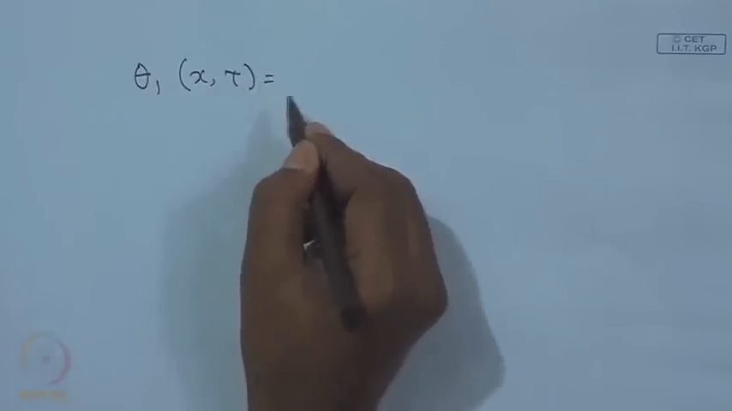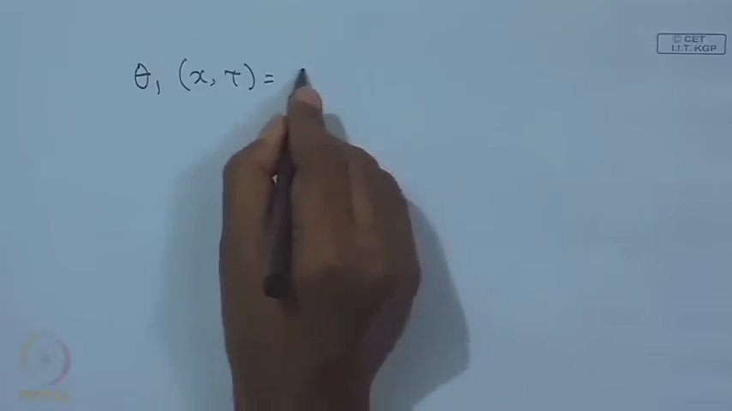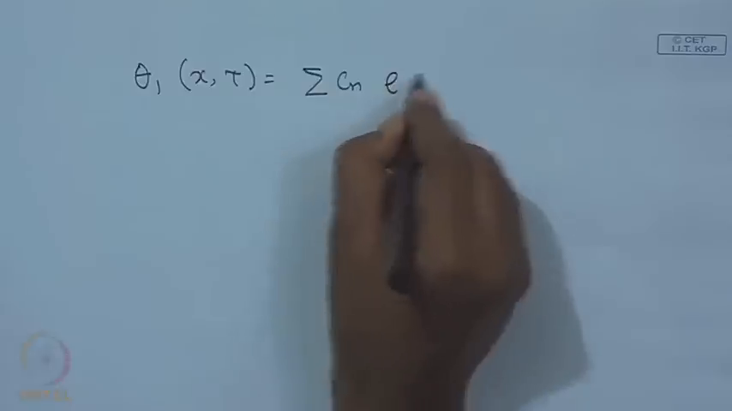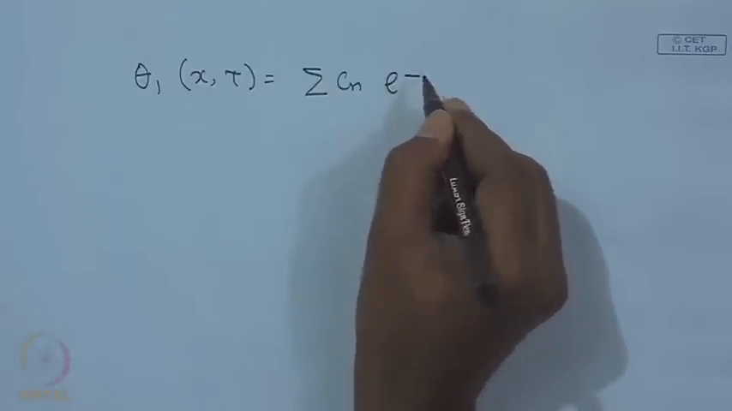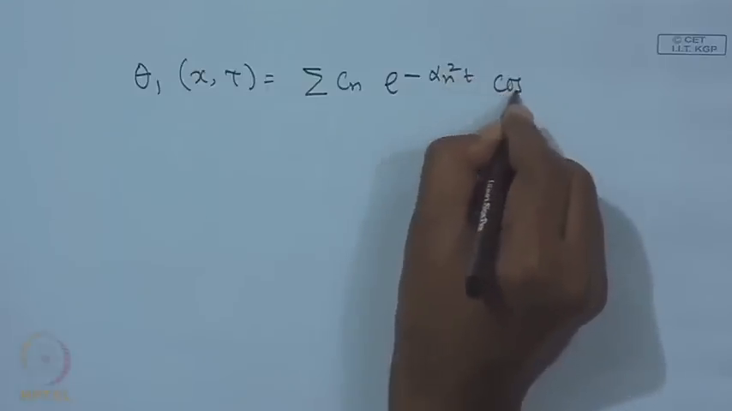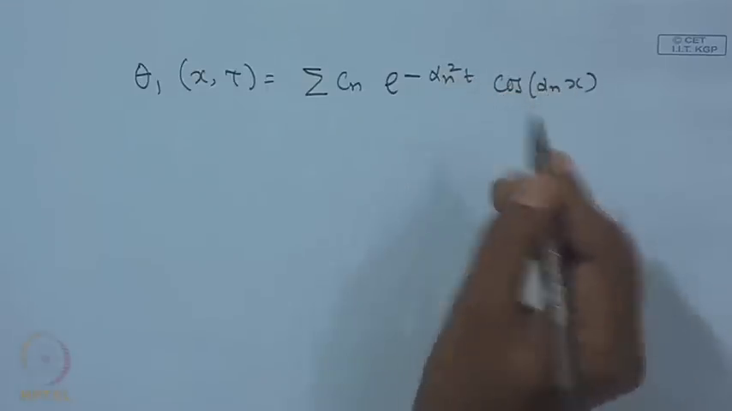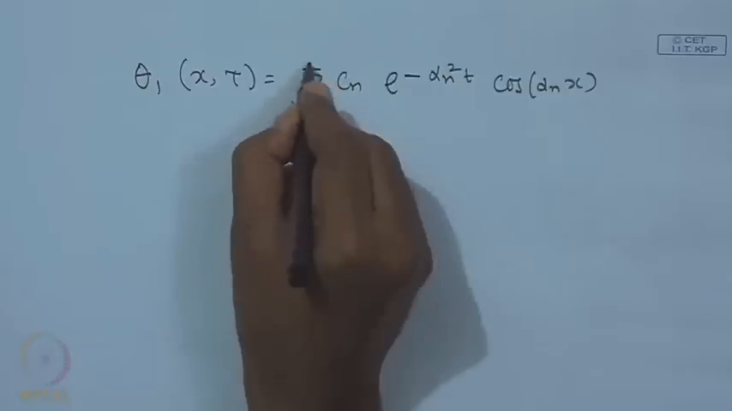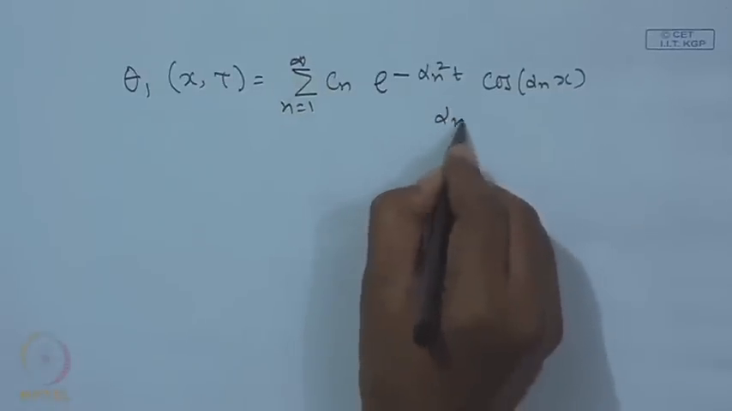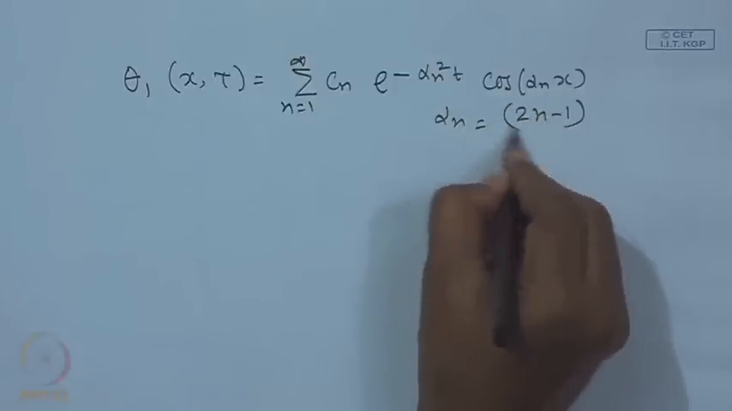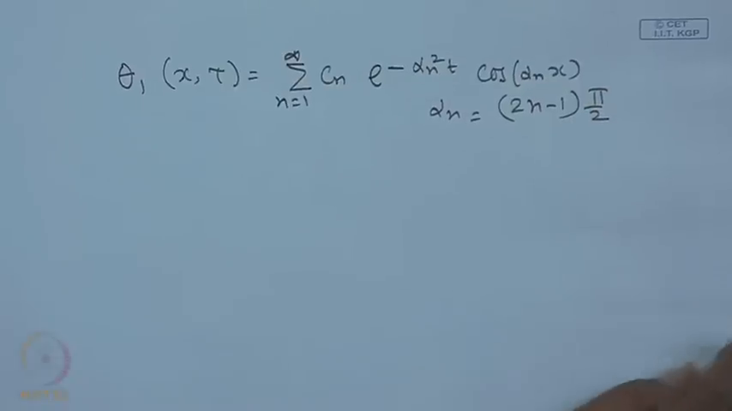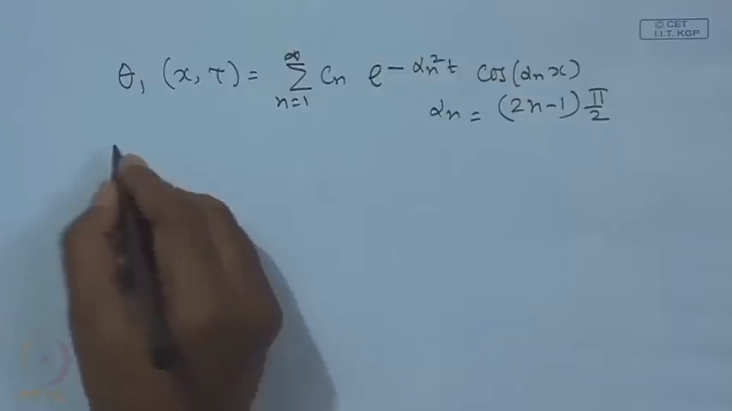and τ. That will be simply the summation of c_n e to the power minus α_n squared τ cosine α_n x, where n runs from 1 to infinity, where α_n is equal to (2n minus 1) π by 2. And let us look into what the c_n's are.